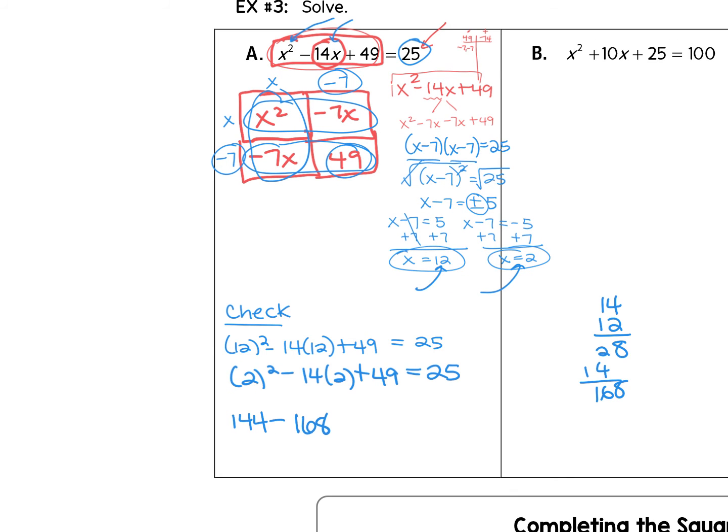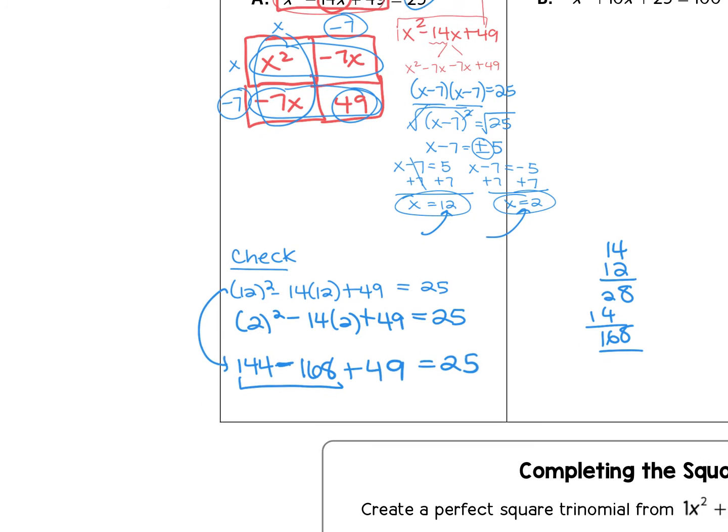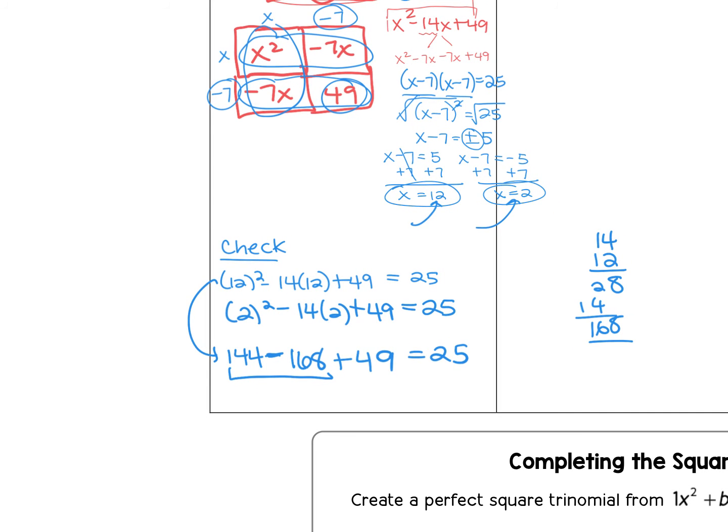If I simplify 12 squared, I get 144. 14 times 12 is 168, so I get minus 168 plus 49 equal to 25. 144 minus 168 is negative 24, and if I add 49 to that, I do get 25. So we get 25 is equal to 25, so 12 is definitely a solution.